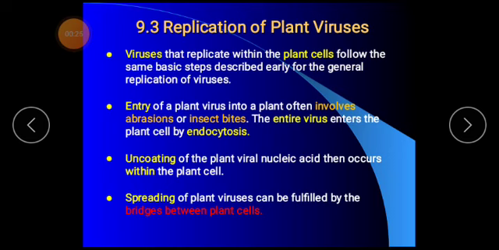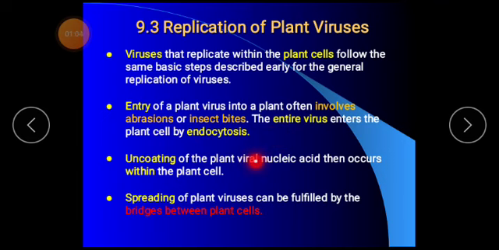The virus that replicates within the plant cell follows the same basic steps described earlier for the general replication of virus. So those steps that are likely to follow, there's what you call entry. Entry of plant virus into a plant often involves abrasion or insect bites. The entire virus enters the plant cell by endocytosis. So this is what we call entry. The virus is likely to enter the plant cell by endocytosis, taking it inside like food.